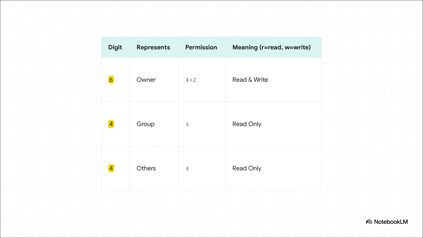And the numbers? It's a really simple code. 4 means read, and 2 means write. You just add them up. So that first digit, the 6, is just 4 plus 2. The owner can read and write. The next 2 digits are both 4, which means the group and all the others can only read. And hey, if you ever want to change these rules, you just use a command called chmod, for change mode, to set a new number.